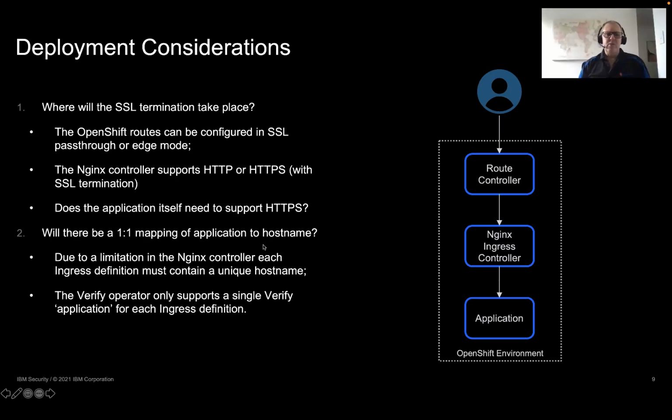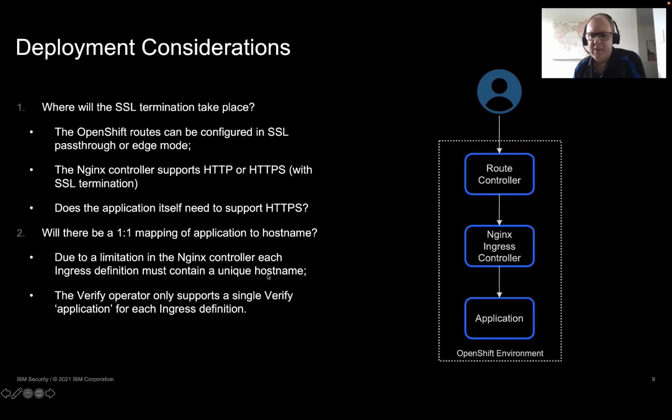The other one that you need to worry about is how you define your ingress definitions and whether there is going to be a one-to-one mapping of application to host name. By host name, I'm referring to the name of the host, which is used in the URL to get through to the route controller. Now, Nginx itself has a limitation where each ingress definition must contain a single unique host name.